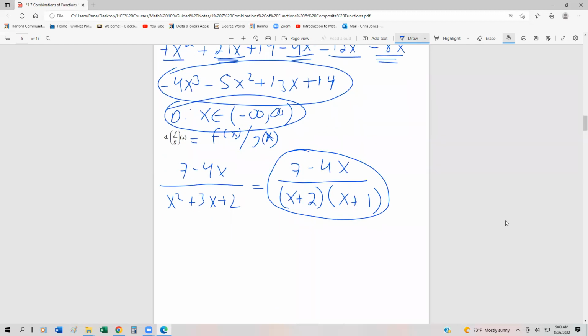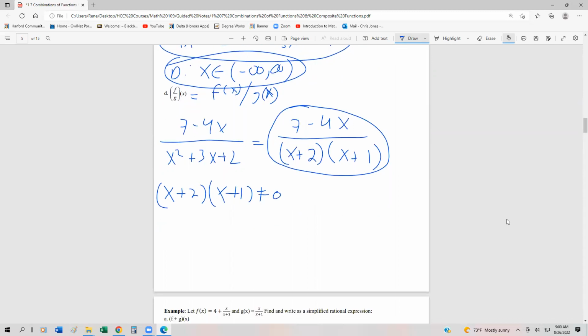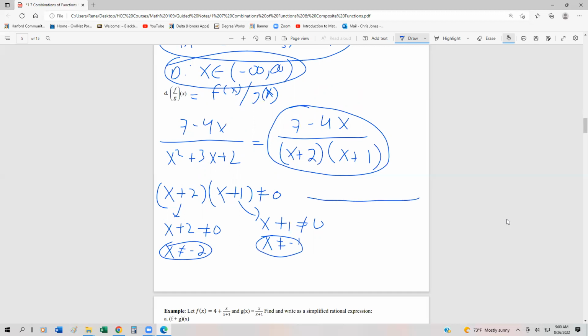Now, the domain restriction, because we have a denominator, we say that x plus 2 times x plus 1 cannot be equal to 0. And so what that means is that x plus 2 cannot be equal to 0, and x plus 1 cannot be equal to 0. And so that means that x cannot be equal to negative 2, and also x cannot be equal to negative 1. If we draw that on a number line for our domain, we have negative 2, negative 1, 0, and x cannot be equal to those values. All right, so we have an open circle there, but x can be anything else in the domain.